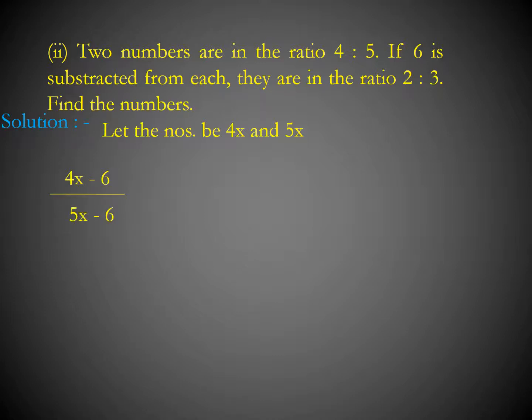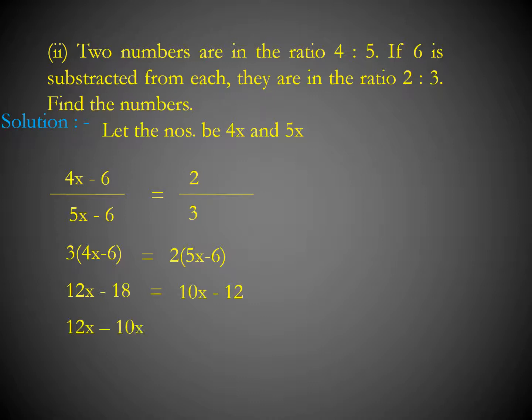that is 4x minus 6 upon 5x minus 6 is equal to 2 upon 3. Now do the cross multiplication. It will be 3 into 4x minus 6 is equal to 2 into 5x minus 6. Solving the brackets, 12x minus 18 is equal to 10x minus 12. Taking the x terms into one side and constant terms in the other side. It is the rule of solving these type of questions.